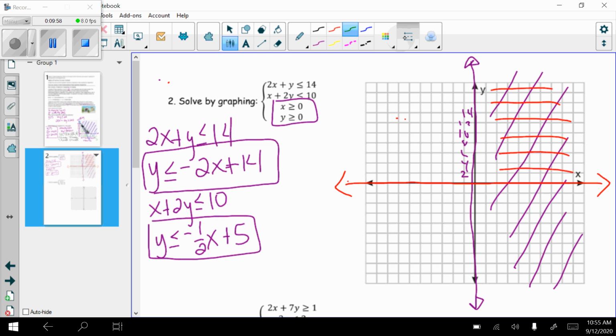Switch colors again. Now I'm going to go ahead and graph the y is less than or equal to negative 2x plus 14. So my y-intercept is 14, so I start at 14. My slope is negative 2, so down 2 over 1.